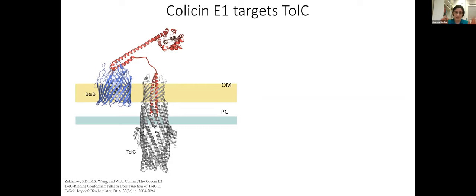Here's the first model. And in this model, you've got the T domain. And everybody says the T domain is what interacts with TolC. So you've got the T domain interacting with TolC over here, the R domain, which binds to BtuB, and the C domain over here, which ultimately in some way gets brought in. So that's the pillar model. And the reason it's called the pillar model is because over in TolC, this sits here solid like a pillar, okay? And so when the C domain comes in, it maybe comes in along the side or something like that, unclear.